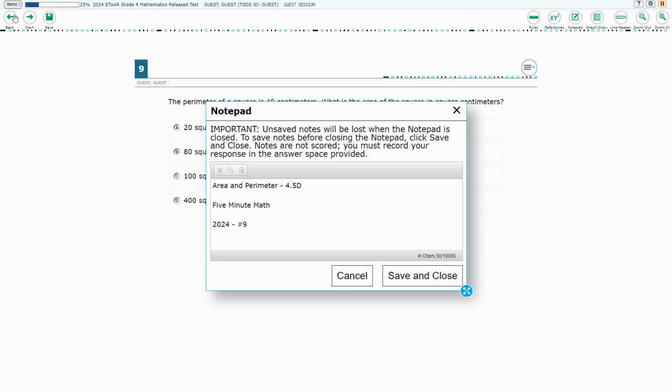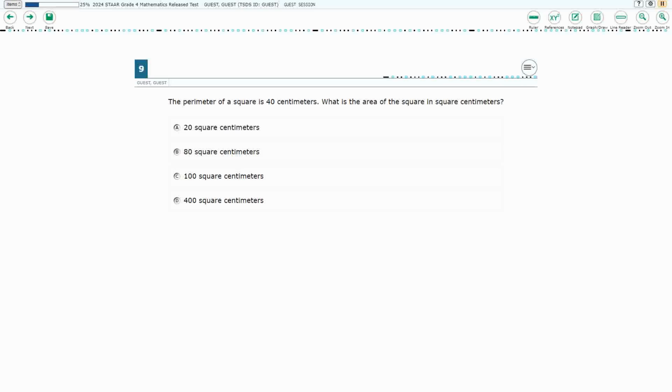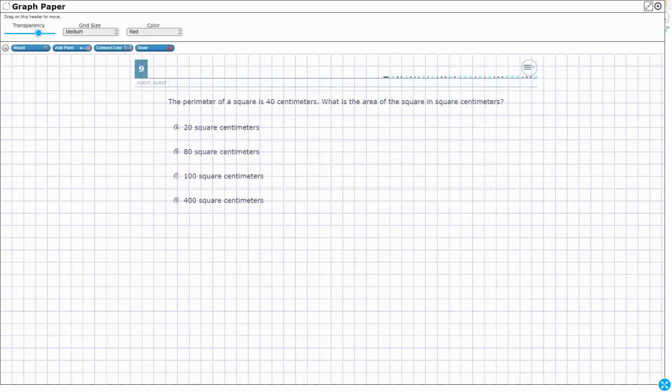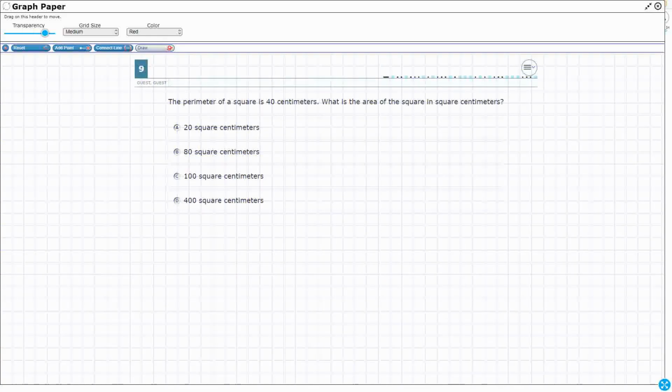Today we are looking at the fourth grade concept of area and perimeter. This is standard 4.5D in the great state of Texas, and we are using item number 9 off the 2024 released STAAR test. If you haven't done so already, please go ahead and take a moment to pause the video, work this problem out on your own, unpause it, and we will look at our answers together.